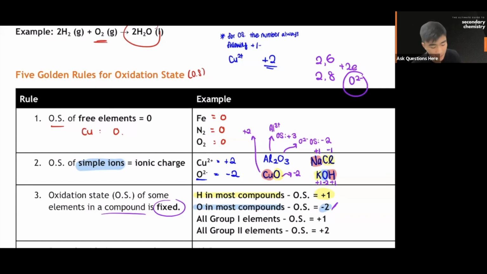Now, all group 1 elements have an oxidation state of +1. For example, potassium, sodium, lithium. The last one is all the group 2 elements, whose oxidation state is +2. The oxidation state of all group 2 elements is +2. So it's basically its ionic charge.